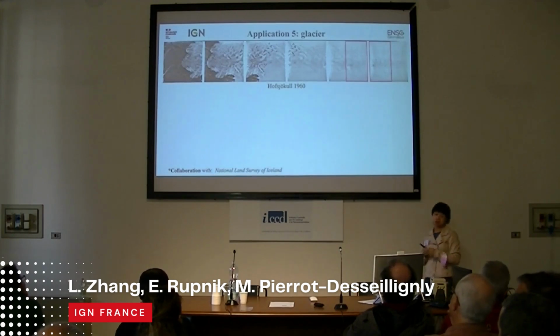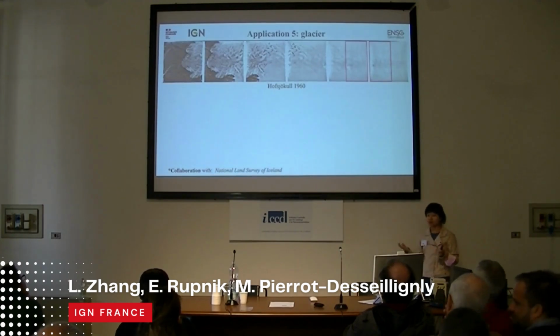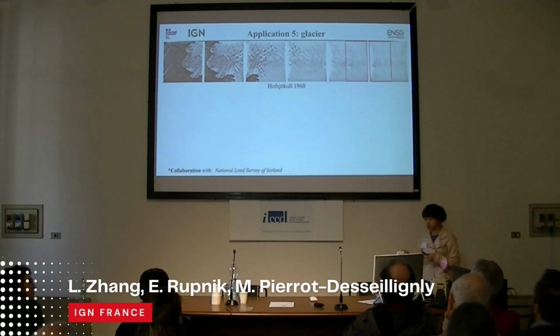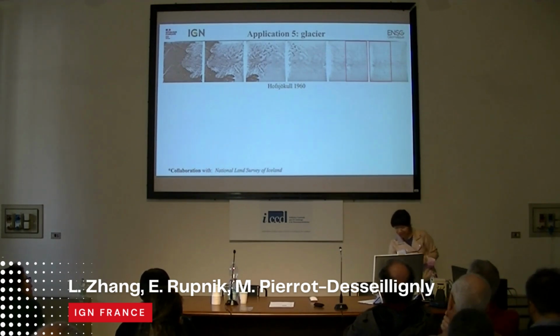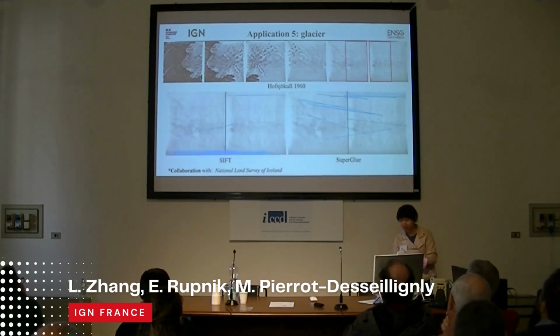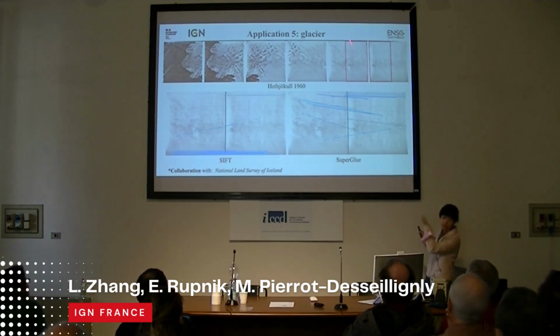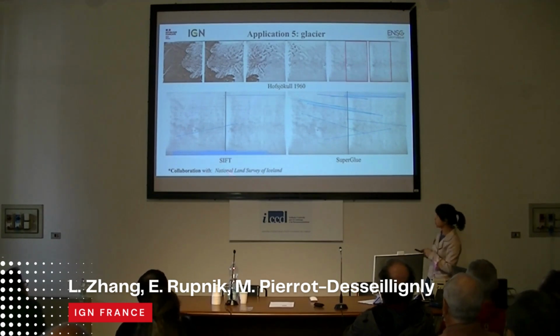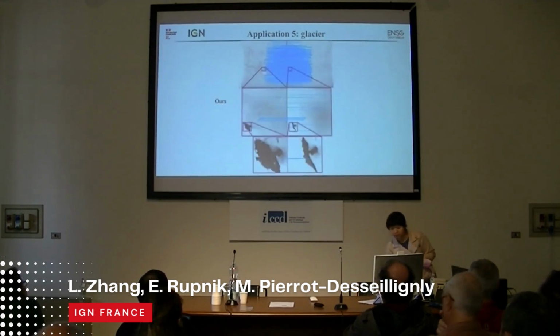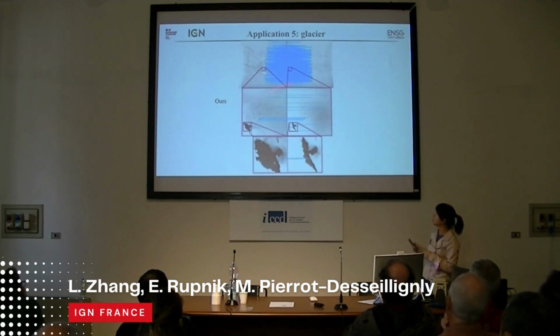And the last application is about glacier image, but I think the time is already up, so I just quickly move. So we want to match these images fully covered by snow, so it is very difficult, and this is the result of SIFT and SuperGlue. They failed to find any good matches, and this is the result of ours.